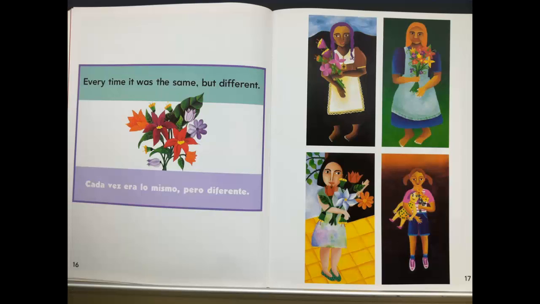What kind of sentence is this? This kind of sentence is a telling sentence because it ends with a period. It tells us something. All right? Good job. Let's keep going.